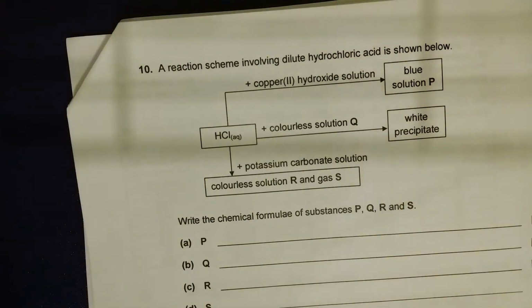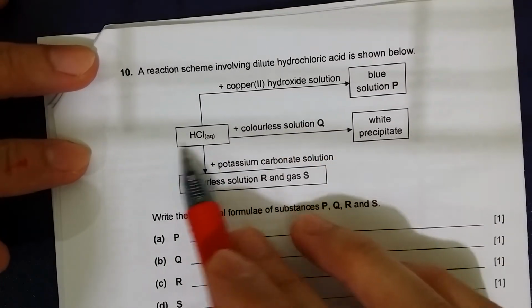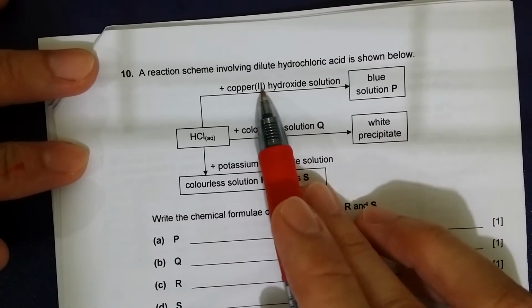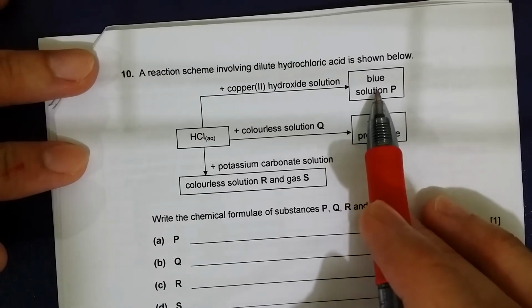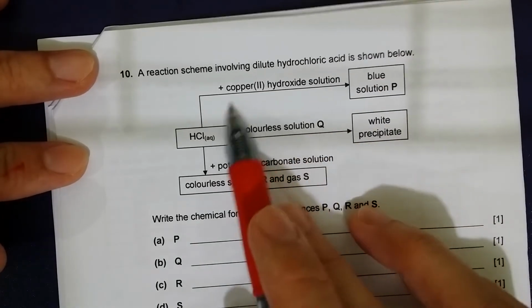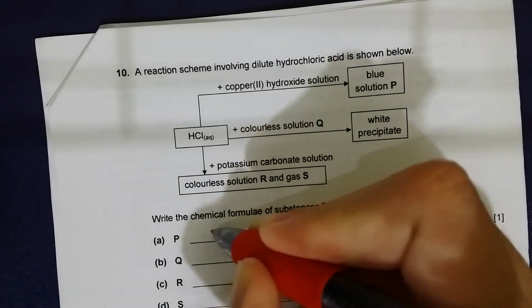Okay, next question. HCl plus copper(II) hydroxide. HCl is an acid, copper(II) hydroxide is a base. Acid and base, you get a salt and water. So this one must be the salt, and this salt must have copper(II) inside. So it should be copper(II) chloride. So write the chemical formula for copper(II) chloride.